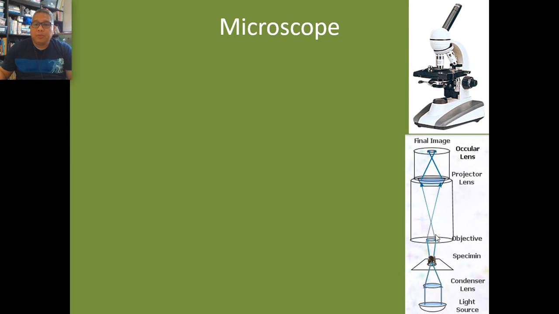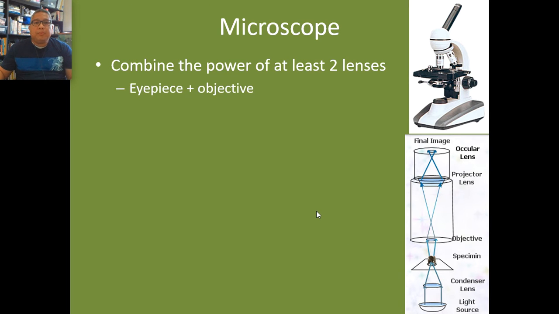The first one will be the microscope, and you will see here there are lenses that bend or refract the light. We know from experience and from our previous discussion that if you are able to bend the light, you can make the image smaller or bigger. So a microscope combines the power of at least two lenses. You can think of it as batteries placed next to each other, where you can increase the voltage. It's the same with the microscope.